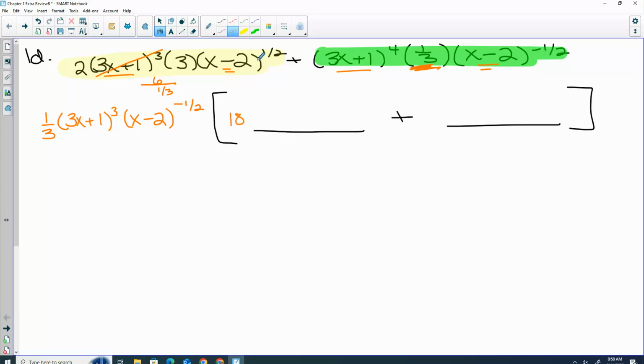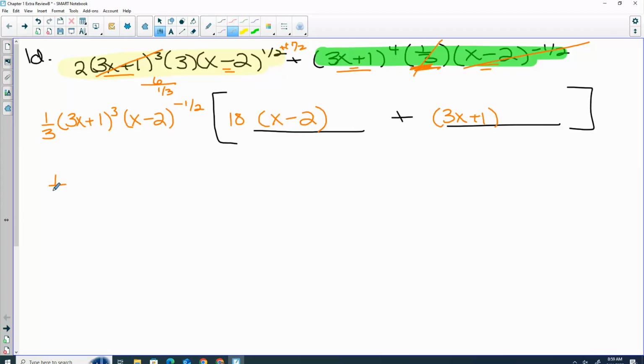Okay, here, this was a positive 1/2. I took out x minus 2 to the negative 1/2. When you factor it out, it's like subtracting exponents. So 1/2 minus negative 1/2 just gives us a 1. So x minus 2 to the first. In this term, we took out the 1/3. I took out 3 of the 3x plus 1s. So that leaves 1. And I took out all of that.